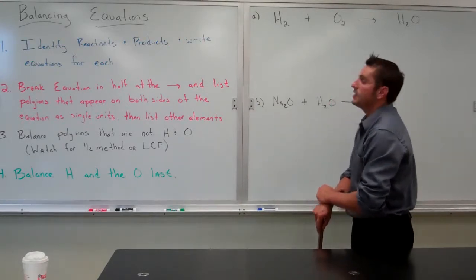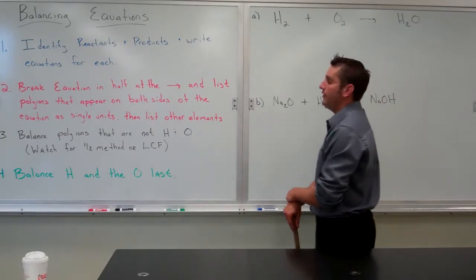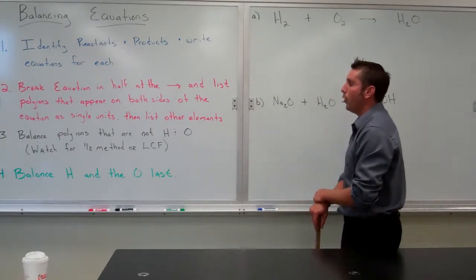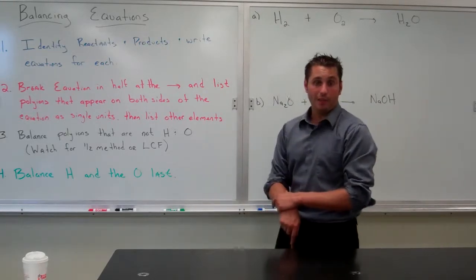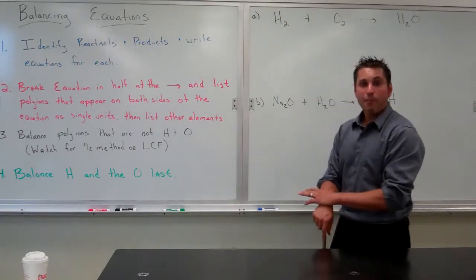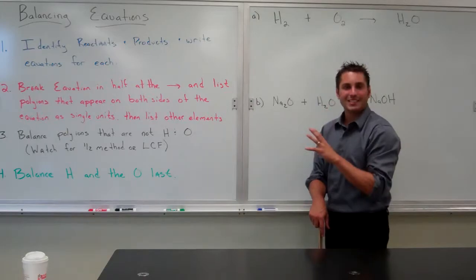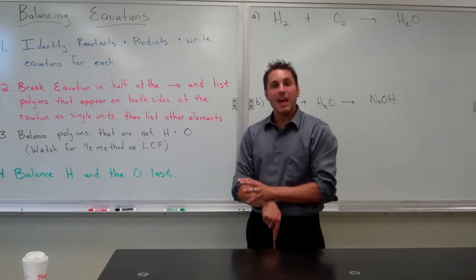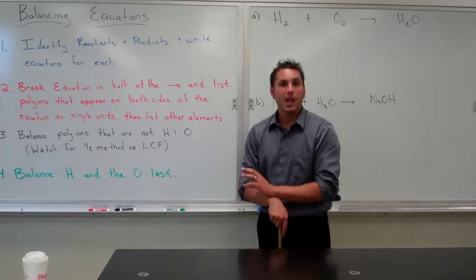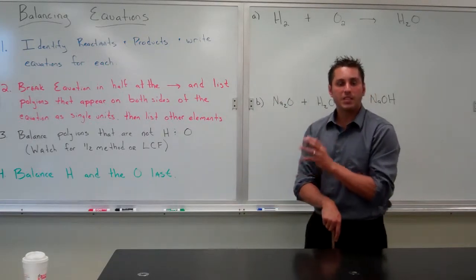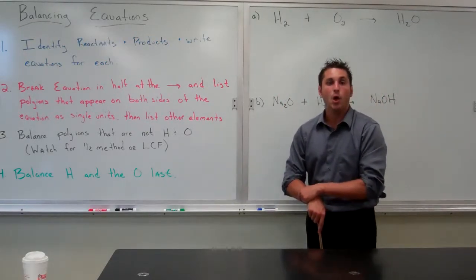Step 2 says break the equation in half at the arrow and list polyions that appear on both sides of the equation as single units. Then list the other elements. For instance, if I have the polyion SO4 on the left side and SO4 on the right side, I do not need to break that apart into its individual elements. I am able to keep it together as one single unit, and you will find it saves you a large amount of time when you go to balance.